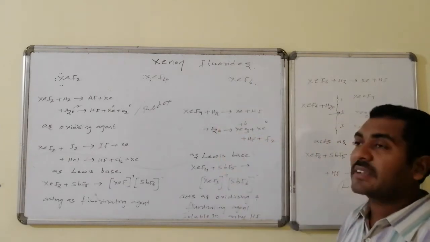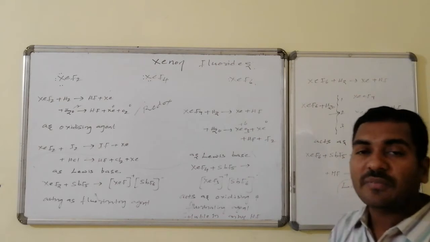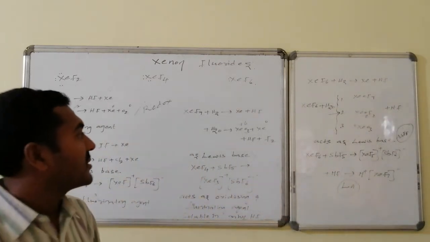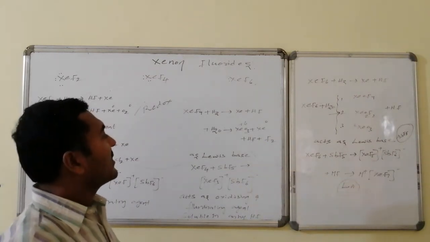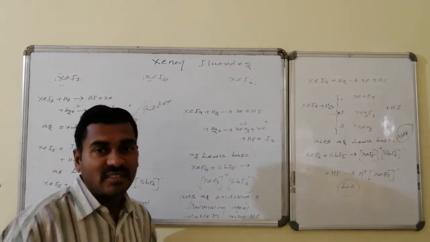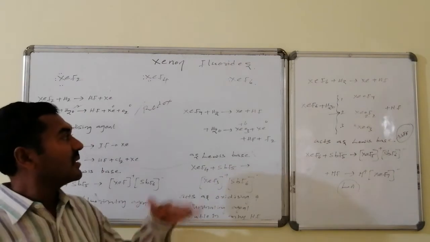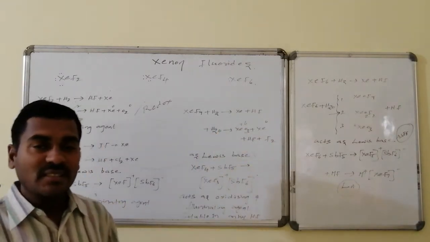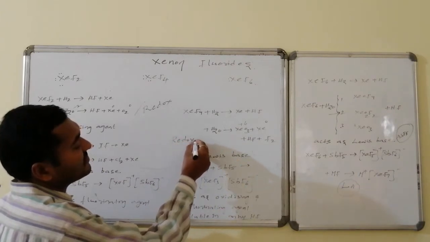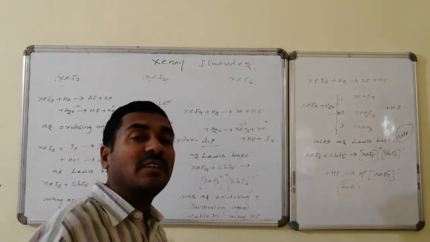Xenon tetrafluoride on reaction with hydrogen, similar to that of difluoride, leads to the formation of xenon followed by HF. Similarly, on reaction with water it undergoes hydrolysis in such a way that leads to the formation of xenon trioxide followed by xenon formation. In this reaction, xenon of +4 is converted to +6 oxidation and +4 is converted to 0 reduction. Both are happening, hence it is a redox or disproportionation reaction, similar to that of xenon difluoride.